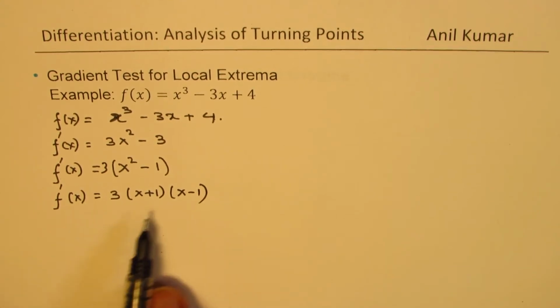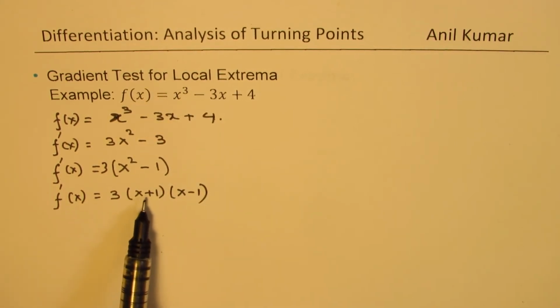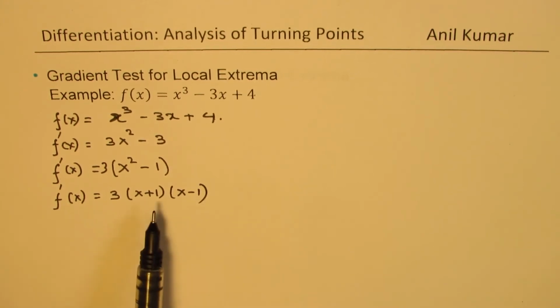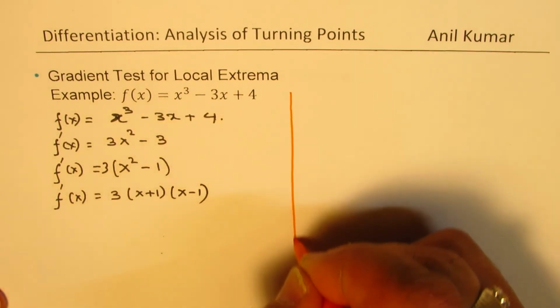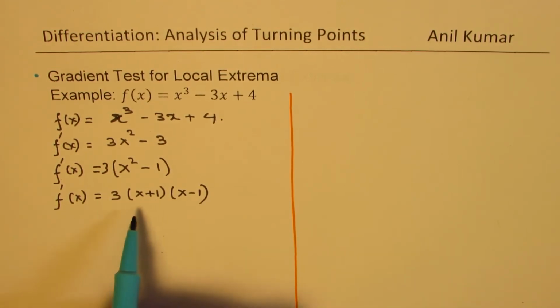So we expect two turning points. Now, with the help of the gradient test, we'll first figure out whether we have a local maximum or local minimum at these turning points or not. If they are turning points, we'll have local maximum and local minimum. Is that clear to you? Right? Okay. So the test is as follows. What we are going to do here is analyze the points near the critical numbers. So here we have two critical numbers, right?